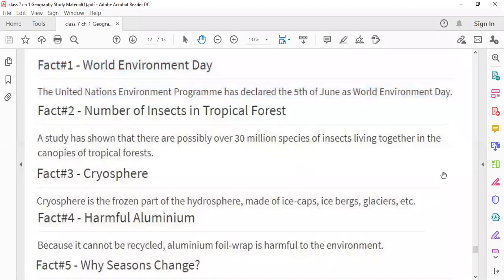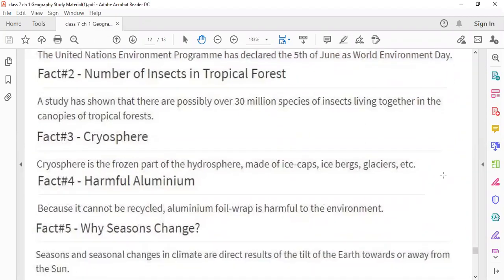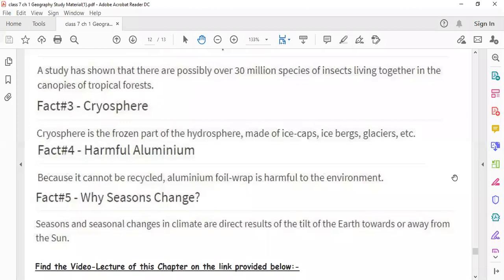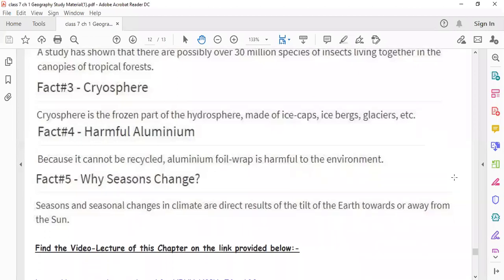Now, what do you mean by the term cryosphere? The cryosphere is the frozen part of the hydrosphere. It is made up of ice caps, icebergs, and glaciers. Now, harmful aluminium. I have made a video also related to this topic, the ill effects of aluminium. You all can watch it. Because it cannot be recycled, aluminum foil wrap is very harmful to the environment. We should not wrap our food in aluminum foils.